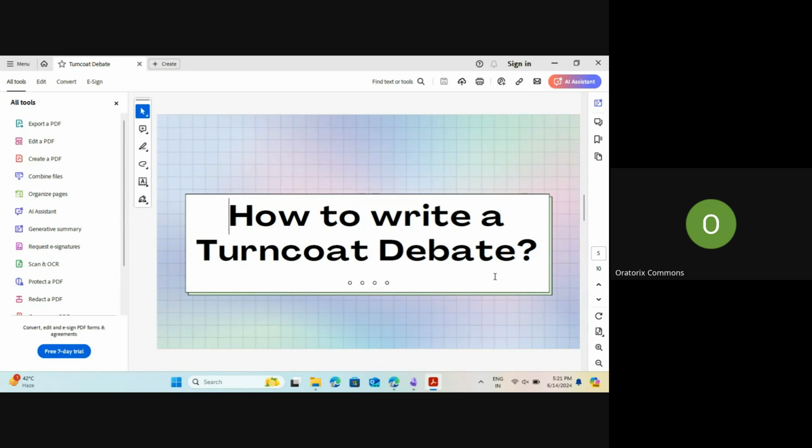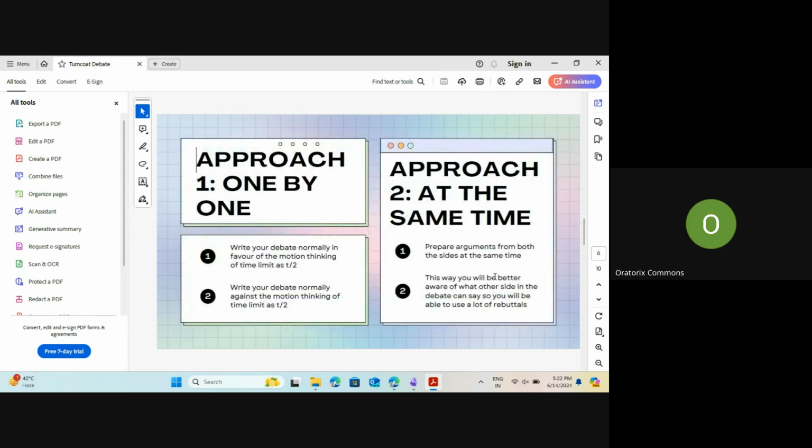Or what I generally prefer, and most of the debaters would prefer, is that they will spend the first 2 or 3 minutes mentally thinking that these are the points that I'm going to write about. And once they are clear that, okay, these are the points that I will cover, then they go on to write their entire speech. All right. So that is what is known as the thinking time. अब उसी thinking time में what you need to do in a turncoat debate, that is what I'll be covering. Right. Okay.